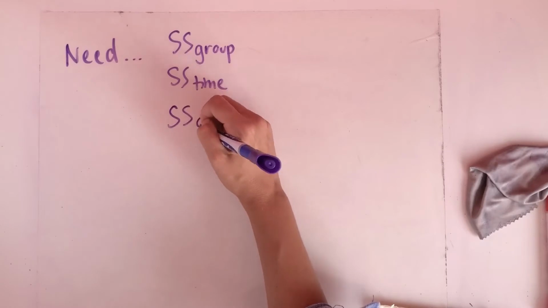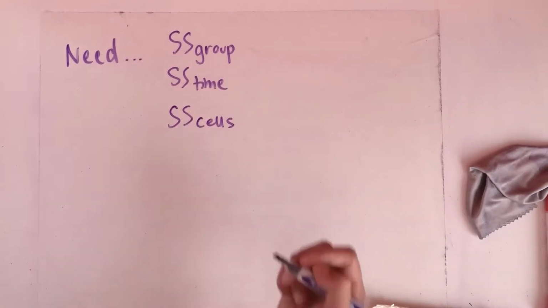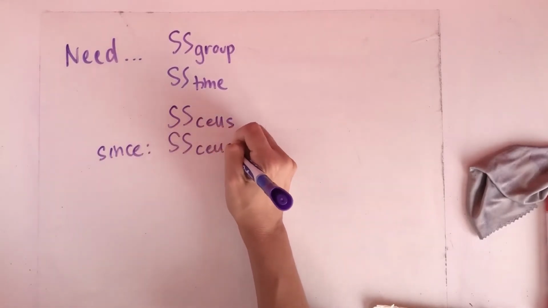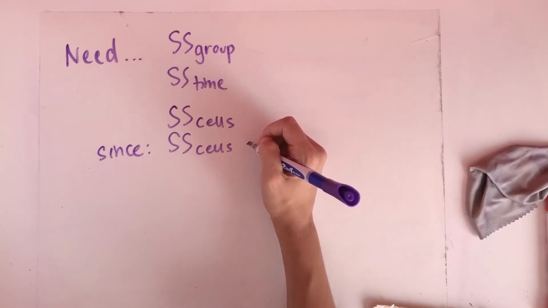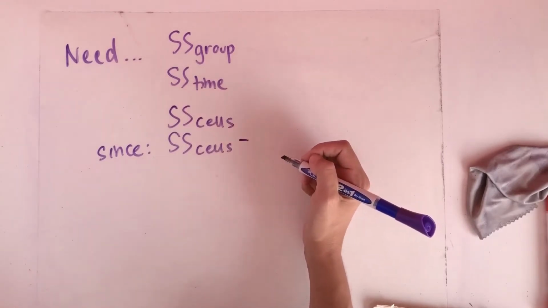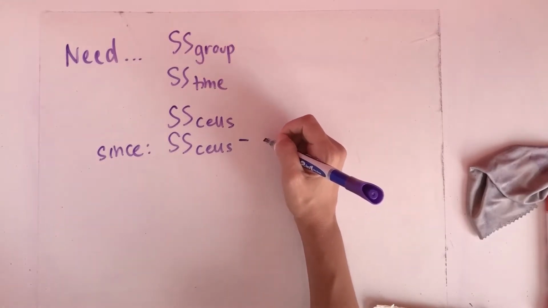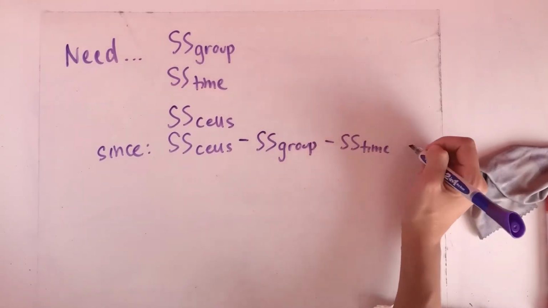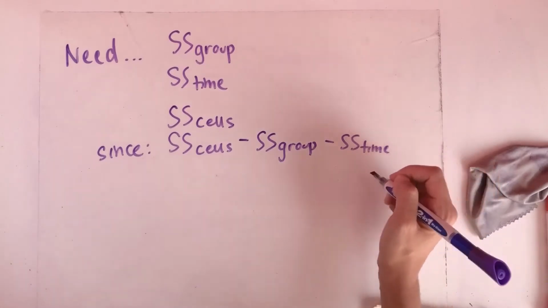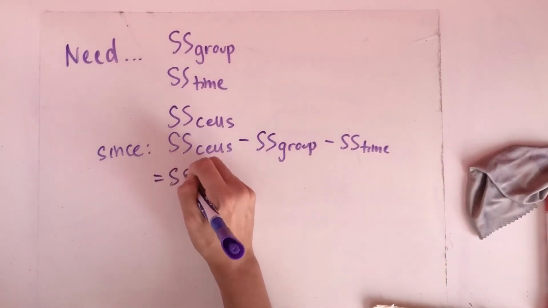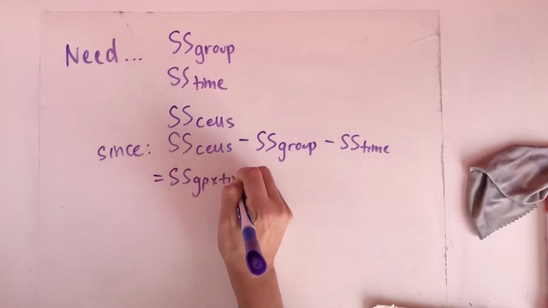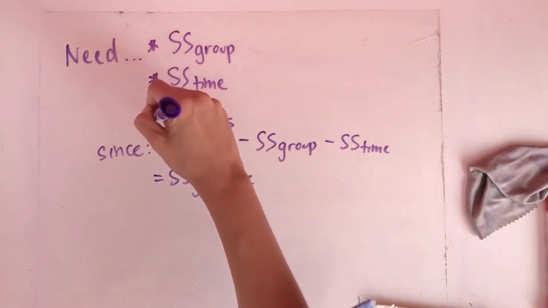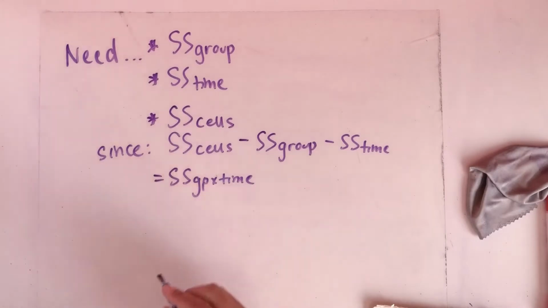We need something called SS cells, sum of squares cells. And we have a formula: SS cells is going to help us get our sum of squares for the group by time interaction by subtracting SS group and then subtracting SS time once we have them. That will be equal to the sum of squares group by time. Okay, last but not least, we needed this, this, and this, and that was going to give us this interaction sum of squares.